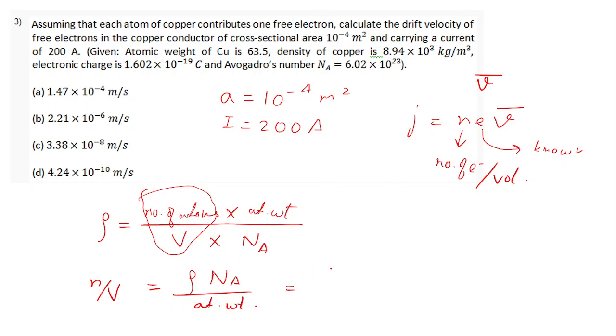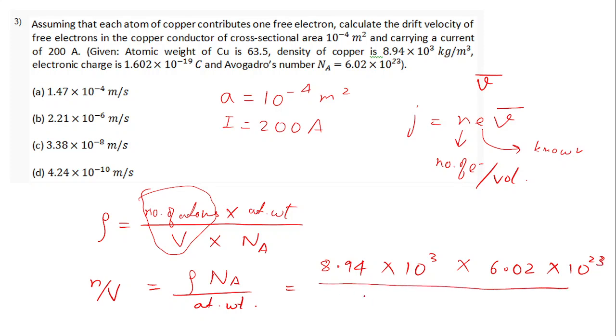the formula. Then density is given, which is 8.94 times 10 to the power 3 kg per meter cube. Avogadro's number is 6.02 times 10 to the power 23. Usually, although we use 6.023, it's always good, whatever the value is given, we should stick with that so that our answer comes from the given options. So usually we used to take 6.023 times 10 to the power 23, but here if it's given up to only 2 decimal digits, then it's better to use this, and this is 23. Divided by atomic weight. Atomic weight is 63.5.